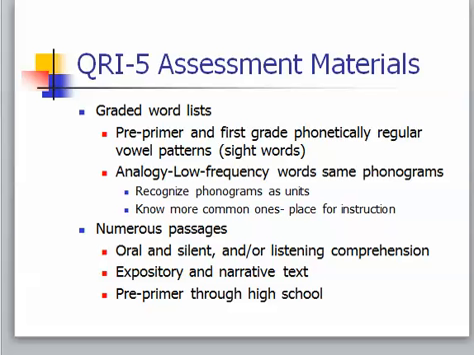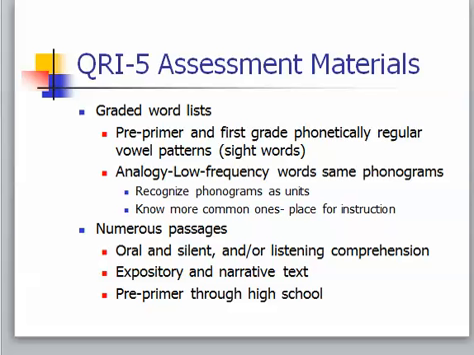Page 111 is the analogy word list. So if you look, the pre-primer and first grade are phonetically regular vowel patterns. Those are their sight words. Pre-primer 1, pre-primer 2, 3, primer, and first grade. If you administer any of those word lists, you also need to provide an assessment of the analogy low-frequency words which have the same phonograms. The sheet for the students is page 104, and the score sheet which you use is page 111.